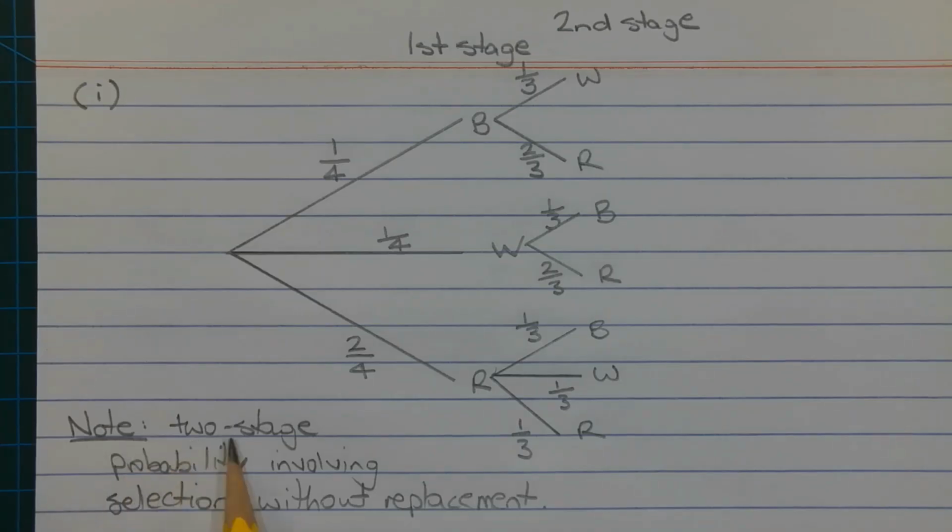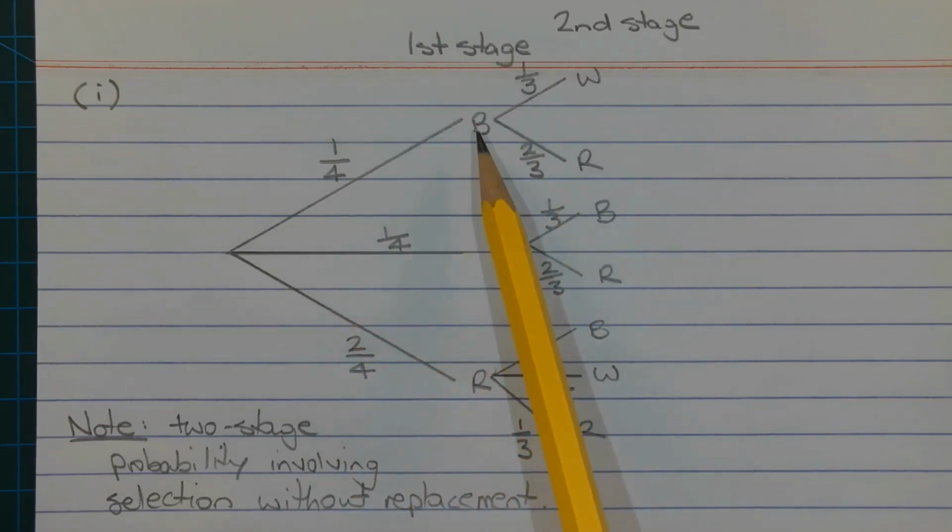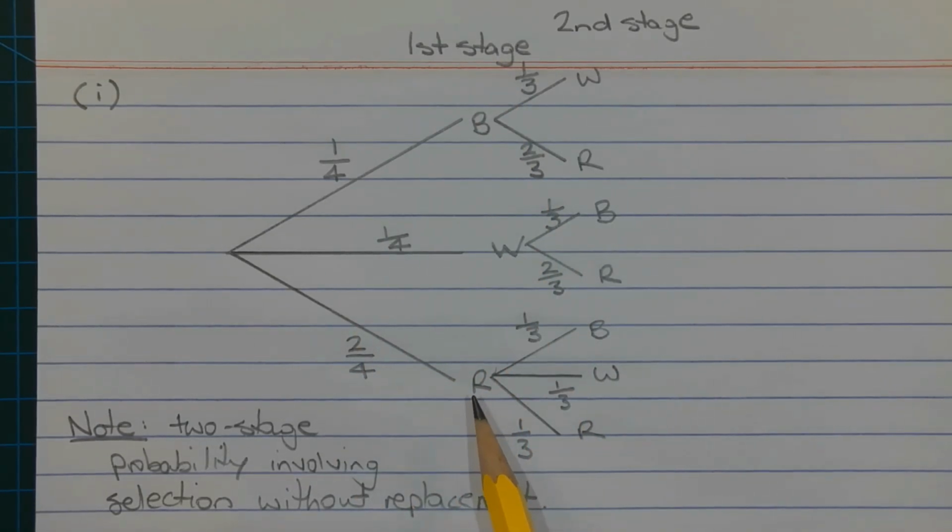Note that this is a two-stage probability experiment involving selection without replacement, and that needs to be taken into account when determining the probabilities of each stage. Now, in the first stage, we have one black ball that we can choose from, one white ball that we can choose from, and two red balls that we can choose from.